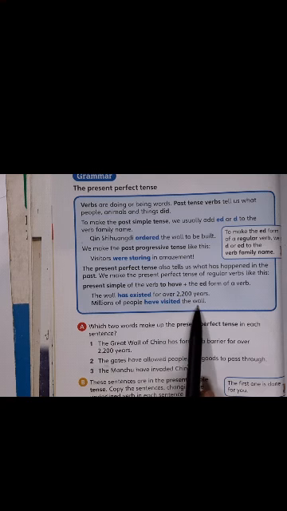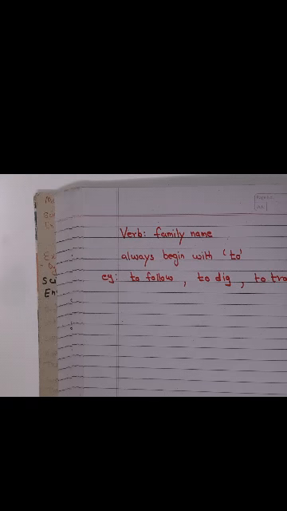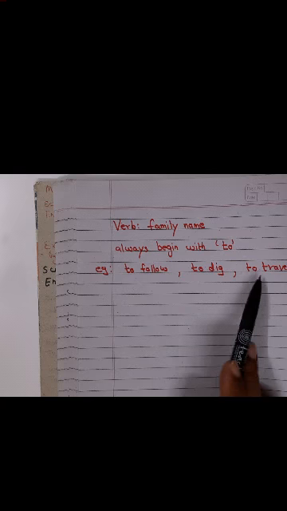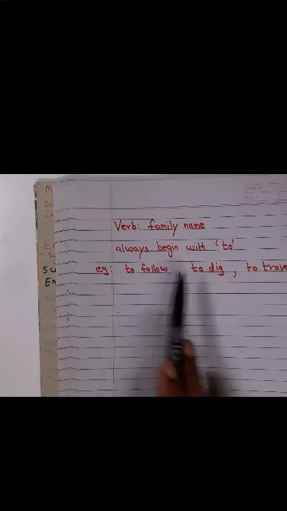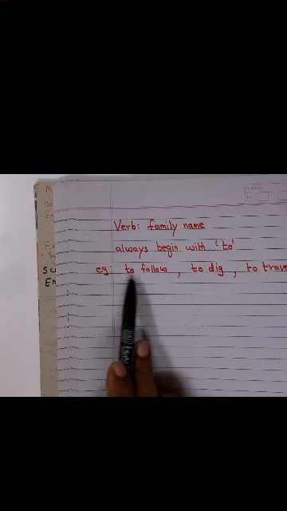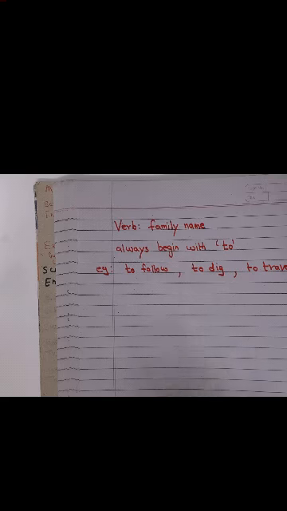So that is visited. Now children, what do I mean by verb family name? Verb family name, children, generally always begins with to. Like to follow, to dig, to travel. Now follow is a verb. Dig, travel. So you'll have to before that. Right? So this is the verb family name.